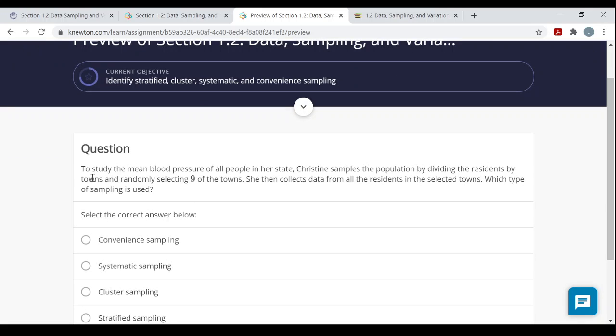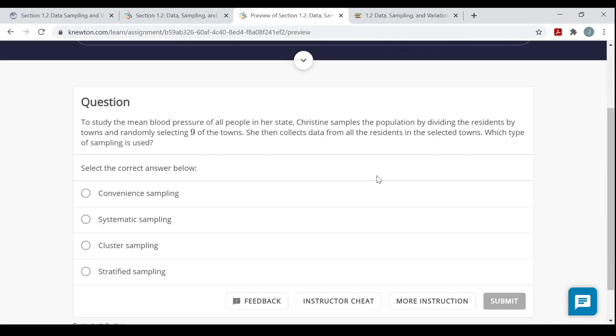All right, to study the mean blood pressure of all people in her state. Right, so that's the population, and the variable is blood pressure. Right, what this person's recording. Christine samples the population by dividing the residents by towns and randomly selecting 9 of the towns. She then collects data from all the residents in the selected towns. Well, geez, that's cluster sampling again, isn't it? Broke up the population into groups, broke it up into towns, and then took 9 of those towns, all of the people in those towns, not just a few. That's again that cluster sampling.